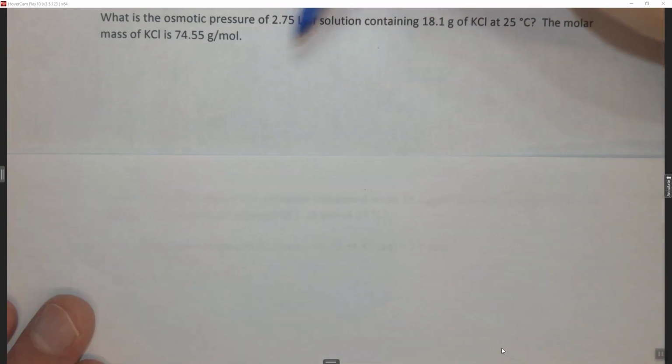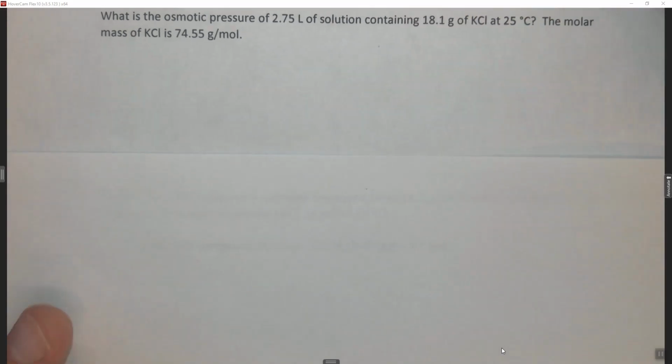All right, it says, what is the osmotic pressure of 2.75 liters of solution containing 18.1 grams of KCl at 25 degrees C? And then it gives us the molar mass of KCl. So this osmotic pressure is a rearrangement, if you will, of the ideal gas law.